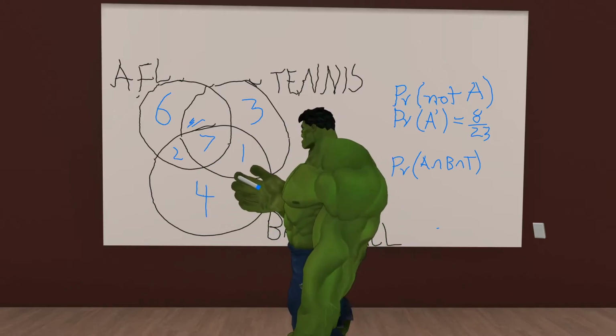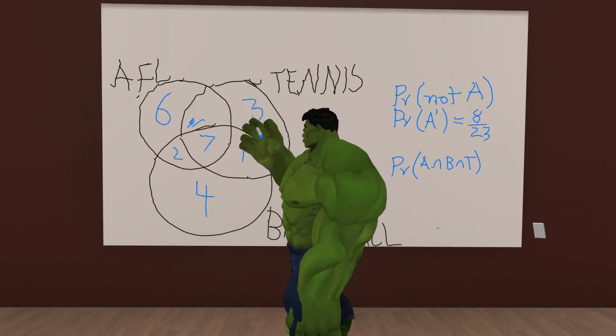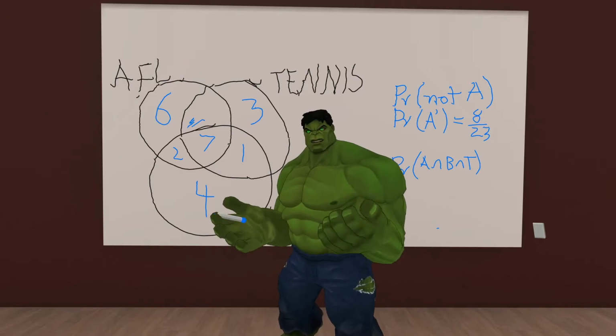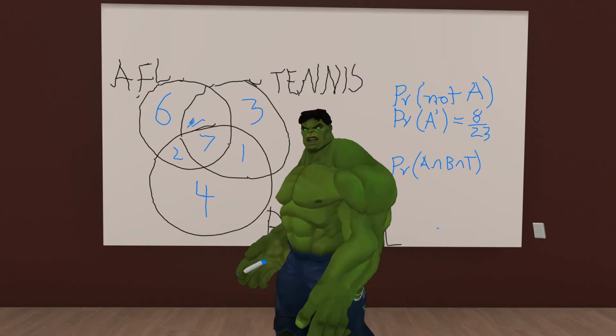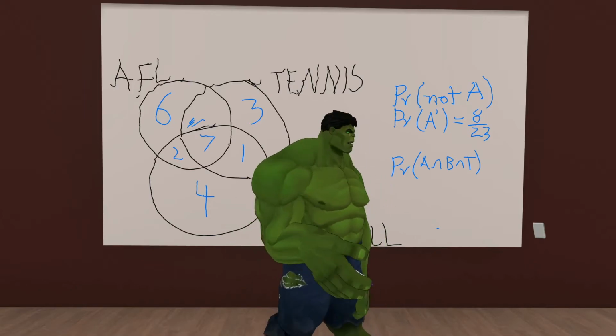So you might be able to see that this 7 in the middle is in all three circles. So the answer would be 7 out of 23. Let's write that now.